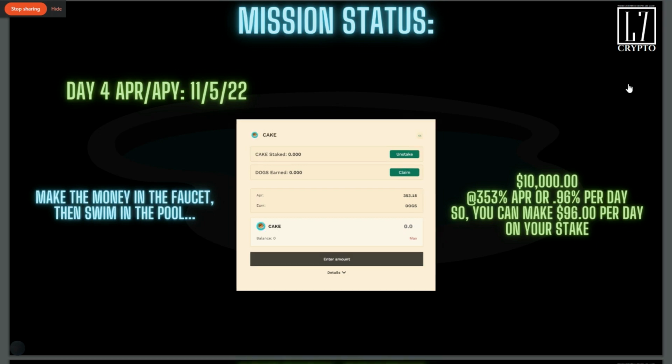That's another example. Now, Cake is one of the highest performing pools out there, even still today when the video was made. A $10,000 investment in the Cake pool at 353% is 0.96% a day. That's almost the same as the 1% we're getting from the drip faucet. So you can make $96 a day or $2,900 a month just from being in the Cake pool. So having a couple of stakes in the pools, a couple in the farms, as well as your faucet, you can create avenues and streams to hit your fire number.